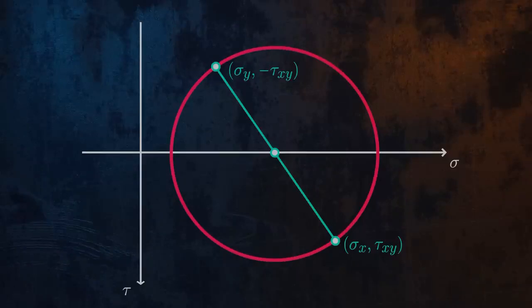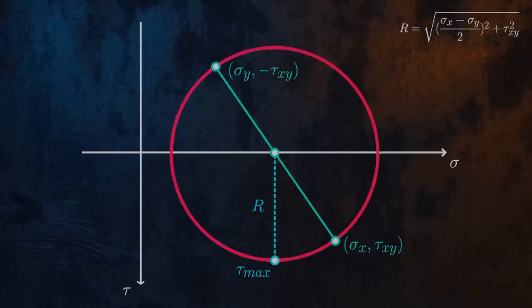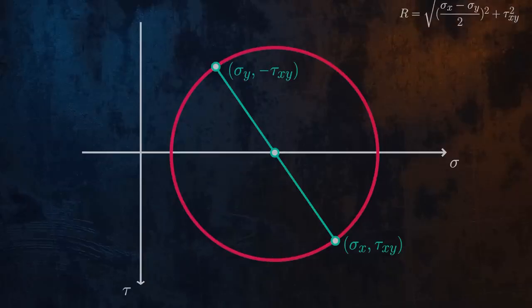Each point on the circle represents the normal and shear stresses for a certain orientation of our stress element. We can use Mohr's circle to work out some interesting information. We can see visually that the maximum shear stress is equal to the radius of the circle, which we can easily determine either approximately by measuring the distance on paper, or exactly by using the equation for the radius of a circle. We can also determine the principal stresses by looking at where the circle crosses the horizontal axis, as the shear stress is 0 at these locations.